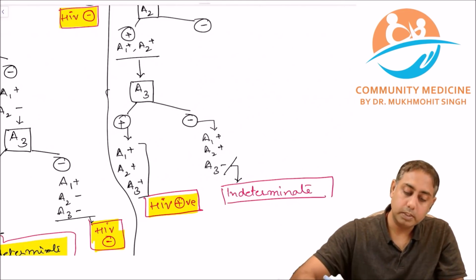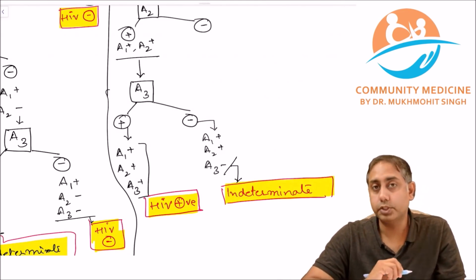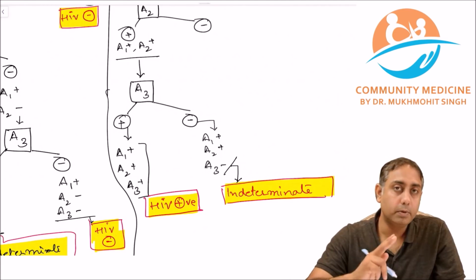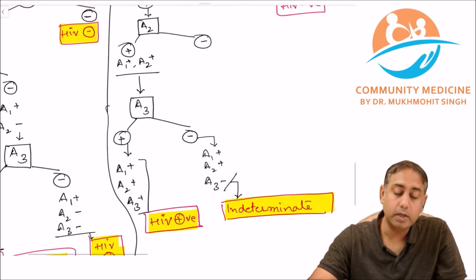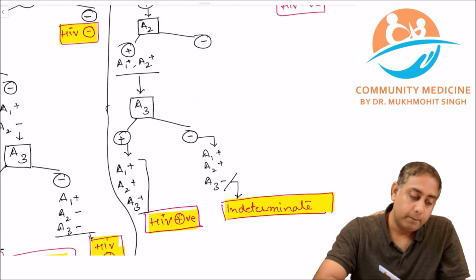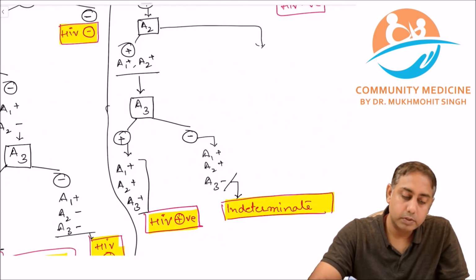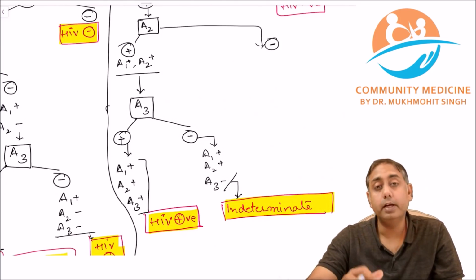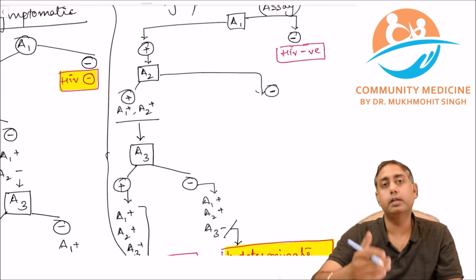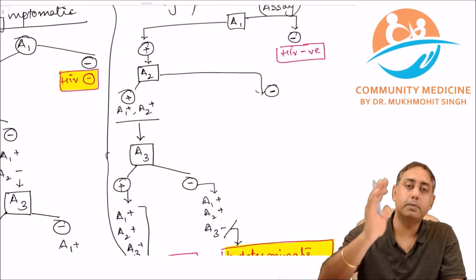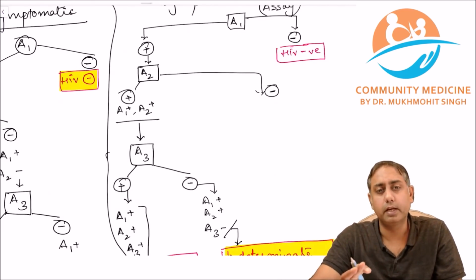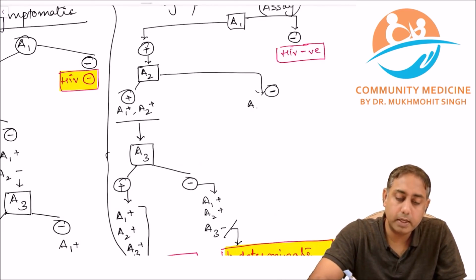Okay, so what is indeterminate? Out of the 3 investigations that we do, in case you get 2 positive and 1 negative, that is known as indeterminate. Now the case of A2 negative: you do A1, A1 is positive. Now you do A2, and A2 becomes negative. That means this is A1 positive and A2 negative.